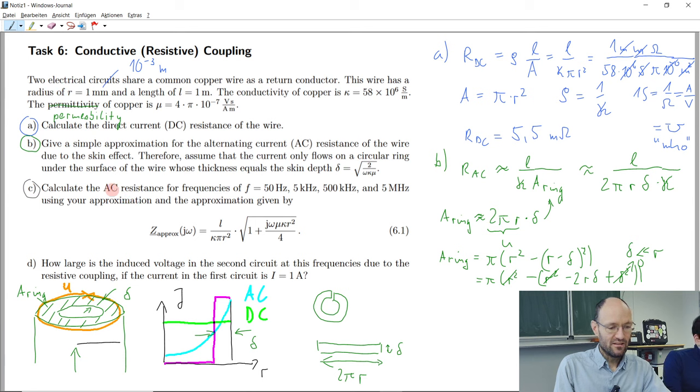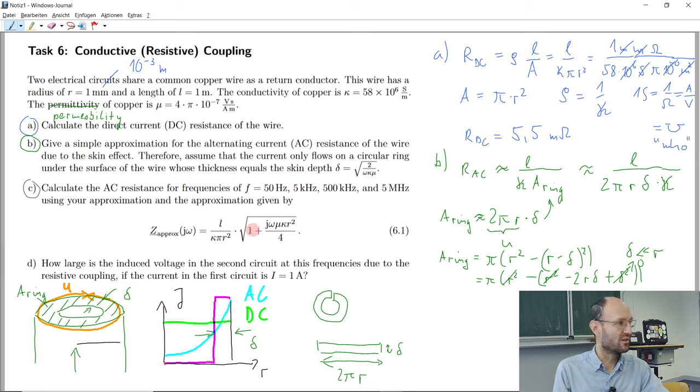Now we should calculate the AC resistance of this wire for certain frequencies, 50 hertz, 5 kilohertz, 500 kilohertz, and 5 megahertz, using our approximation and another approximation that is given by this formula here. This formula is still not the super exact formula to calculate the AC resistance of this wire, but it's of course more exact than our approximation, because this somehow includes this exponential function. But this formula here, no problem. You can calculate it with a plain calculator.